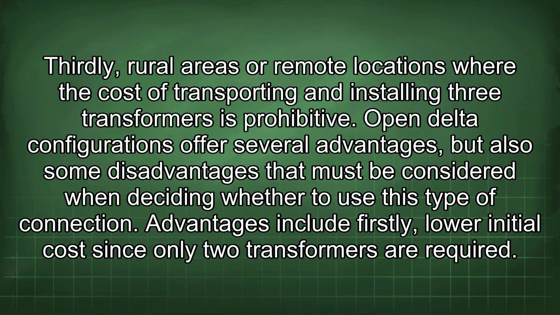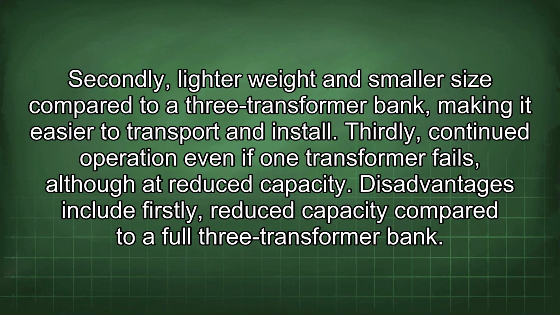Open Delta configurations offer several advantages, but also some disadvantages that must be considered when deciding whether to use this type of connection. Advantages include firstly, lower initial cost since only two transformers are required. Secondly, lighter weight and smaller size compared to a three-transformer bank, making it easier to transport and install. Thirdly, continued operation even if one transformer fails, although at reduced capacity.